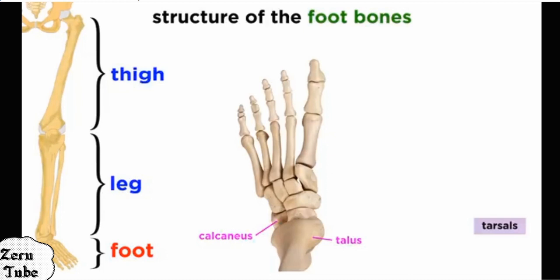So the calcaneus and the talus form the ankle joint.